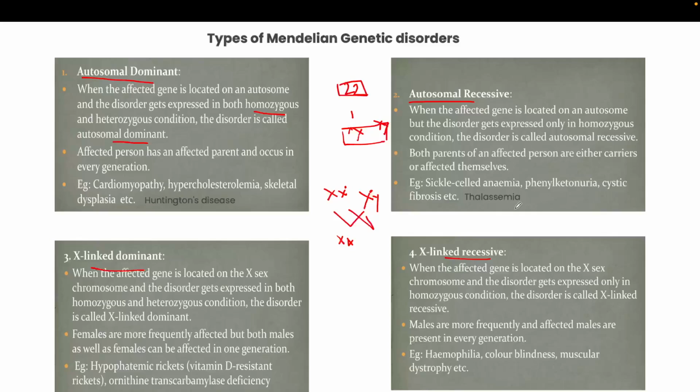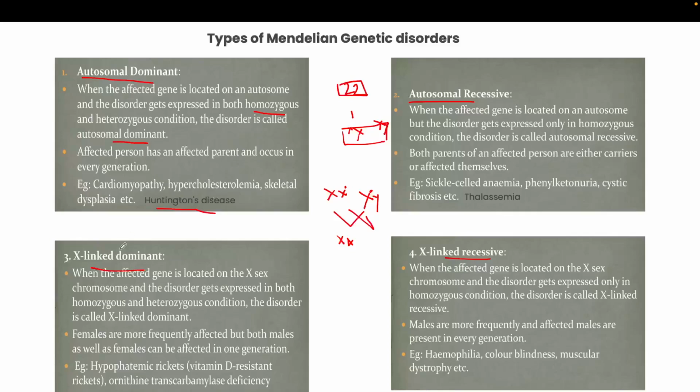and thalassemia. Okay, and an autosomal dominant disease is Huntington's disease. And hypercholesterolemia is also one of the autosomal dominant disorders. You have to remember these examples from an exam point of view. It can be asked, for example, what kind of disease is thalassemia, and what kind of disease is hypercholesterolemia. So whatever examples you find, just remember which category they come under.